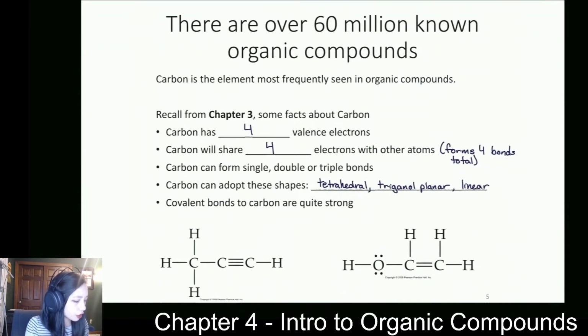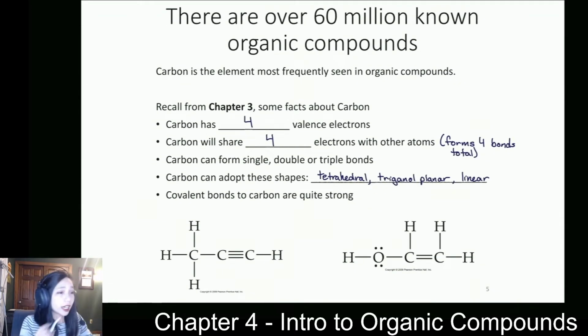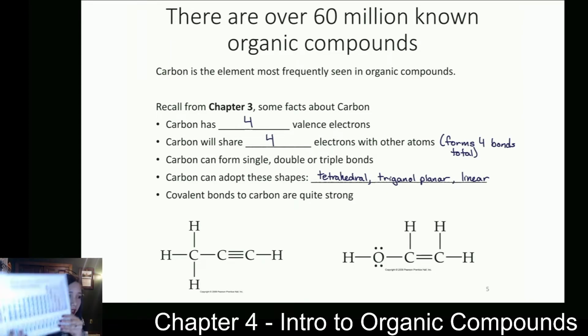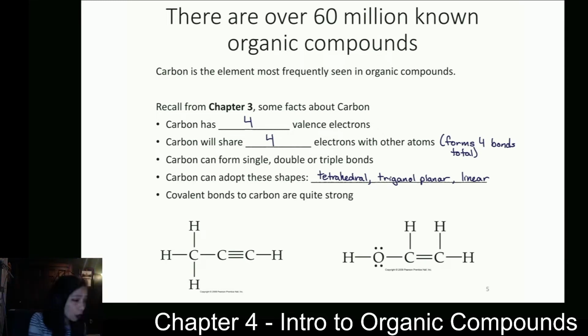Okay, so within organic compounds, there are so many that we interact with in our everyday life. They make up our bodies, we take them as drugs, they are the foods that we eat. All those are made of organic compounds, and they're all based on the element carbon. So carbon is really the backbone here of organic chemistry. So let's just recall some facts that we know about carbon from Chapter 3. Carbon, based upon our periodic table, is in group 4A.